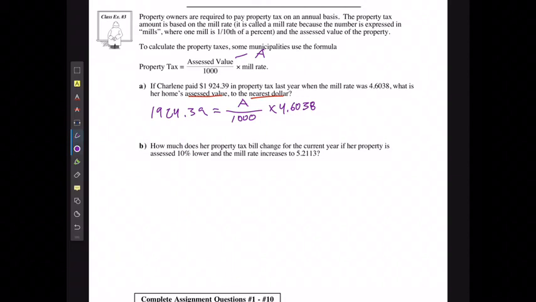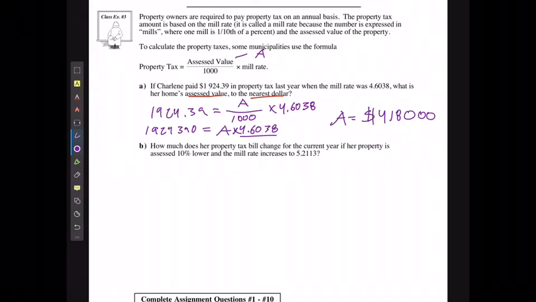And then what I'm going to do is multiply both sides by 1,000 and say that 1,924,390 is equal to A times 4.6038. And then I'm going to divide both sides by the 4.6038 and state that A is going to be approximately $418,000.